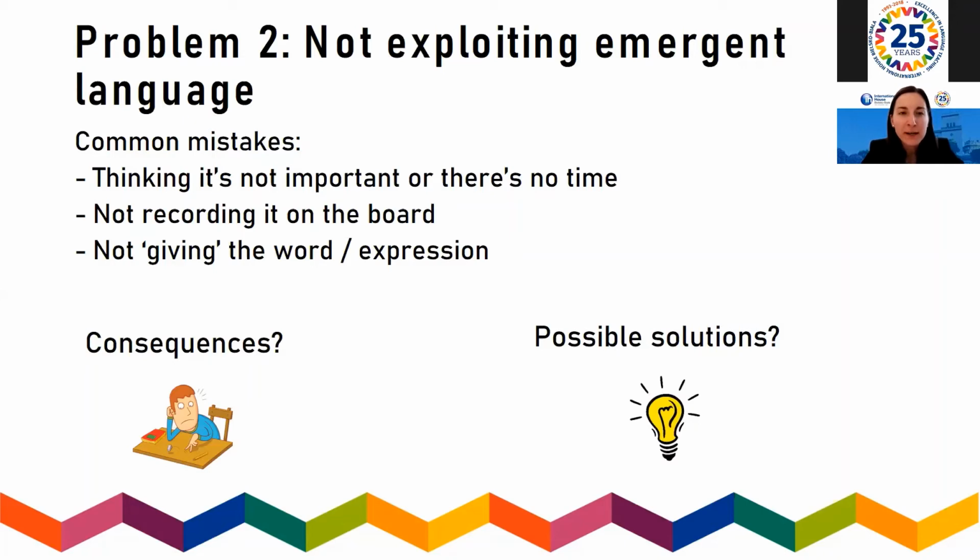So when it comes to the possible solutions here, I'm pretty sure that you have a number of suggestions. What would be the first simple thing that springs to mind here? How can we help ourselves, our teachers, if we are teacher managers or academic managers, how can we help them focus on emergent language? How can we make them do it? What do you mean, Julia, by immediate positive feedback?